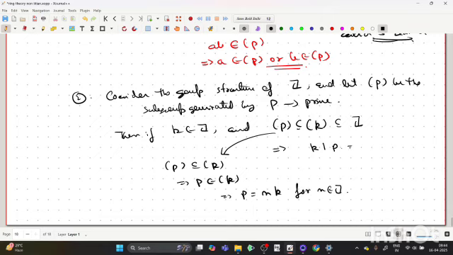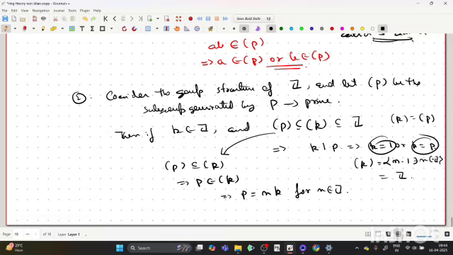right? But we know that k divides p implies that either k is 1 or k is p. If k is 1, then the ideal generated by k is the collection of elements of the form n times 1 such that n is in Z, and that is equal to the whole group Z. Or if k is p, then the ideal generated by k must be exactly equal to the ideal generated by p. So what do we conclude from here?